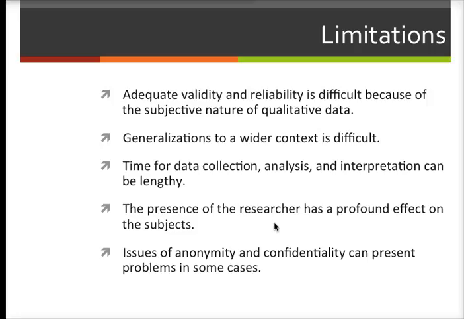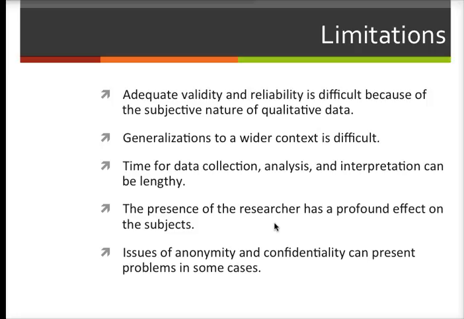I mean, in some ways it can be. For the most part, generalizations are difficult to do in qualitative research. Qualitative research can take more time. Data collection takes more time, analysis takes more time, and interpretation. The presence of the researcher has a profound effect on the subjects.